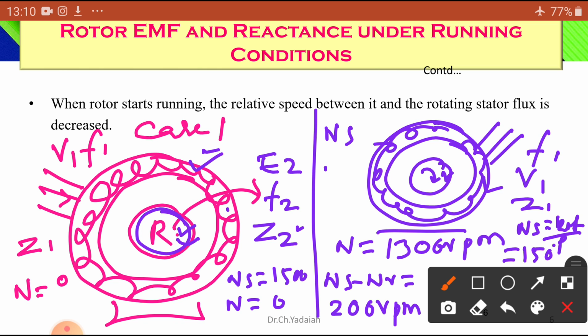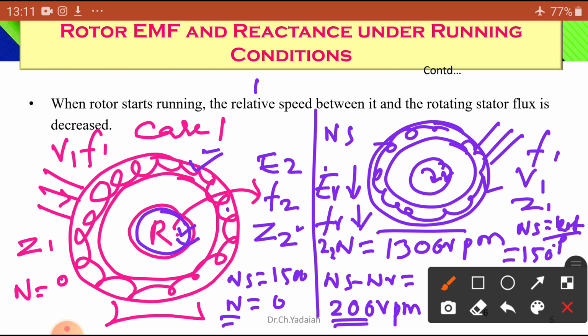Whereas once the rotor rotates, for example at 1300 rpm, what is the relative speed? Only 200 rpm, compared with 1500 rpm at standstill. Once the relative speed is reduced, the EMF induced in the rotor, ER, also reduces, the frequency also reduces, and the impedance value also reduces. Why? We have already seen that.